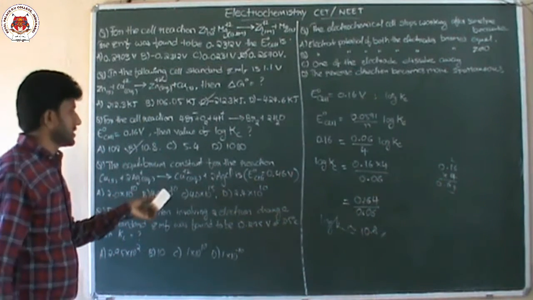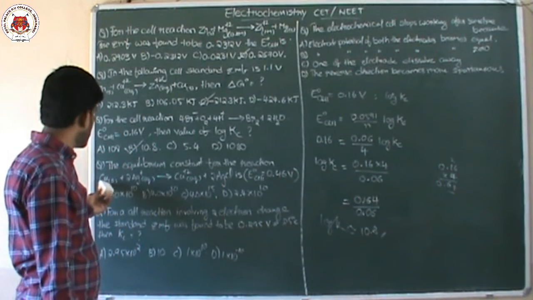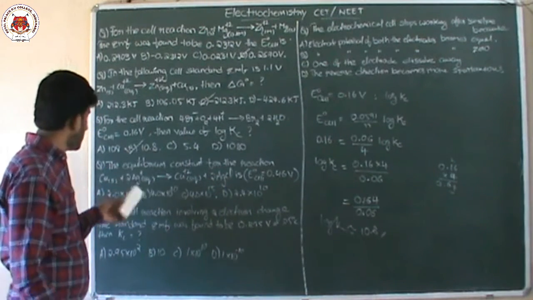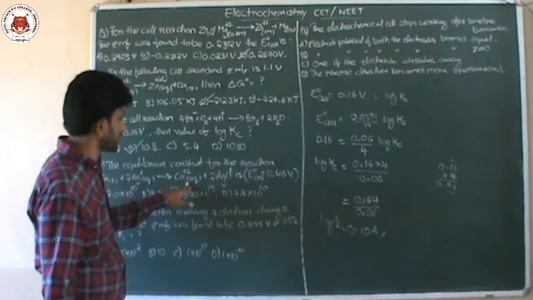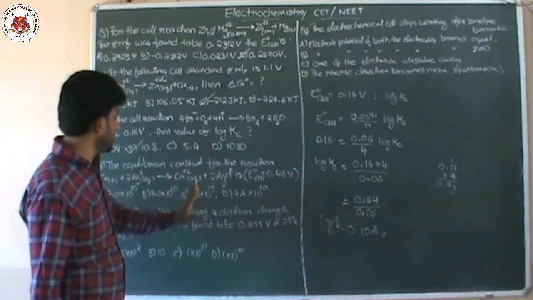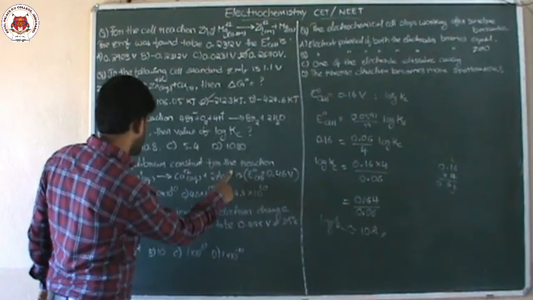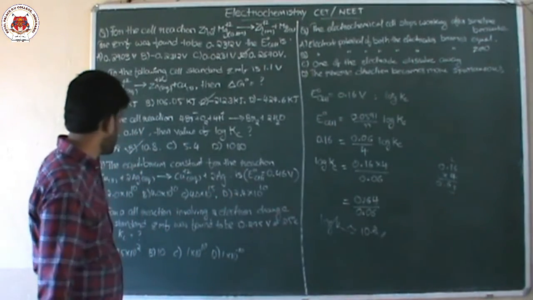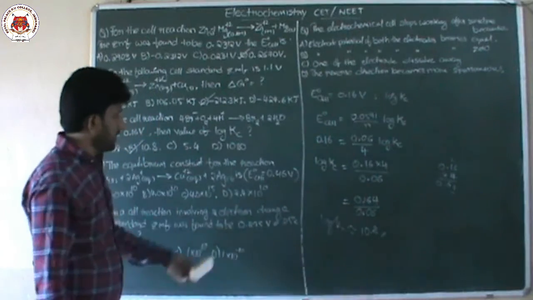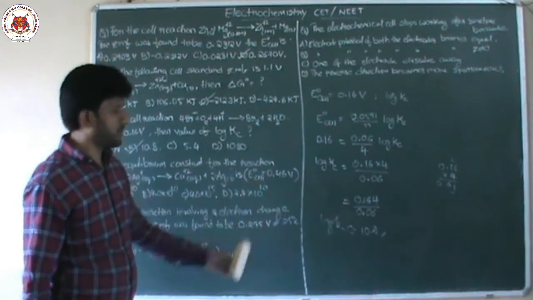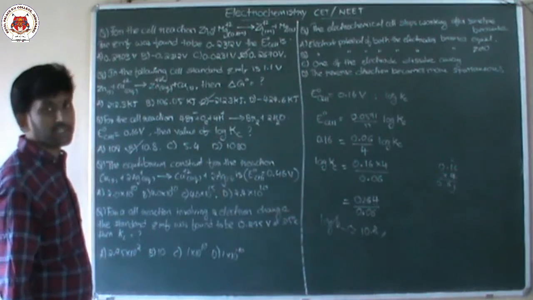The equilibrium constant for the reaction is given to us, and the reaction is Cu solid plus 2 Ag plus ions aqueous gives rise to Cu2 plus ions plus 2 Ag, which is again solid. For this, E standard is 0.46 volt. Then what is the equilibrium constant they want?